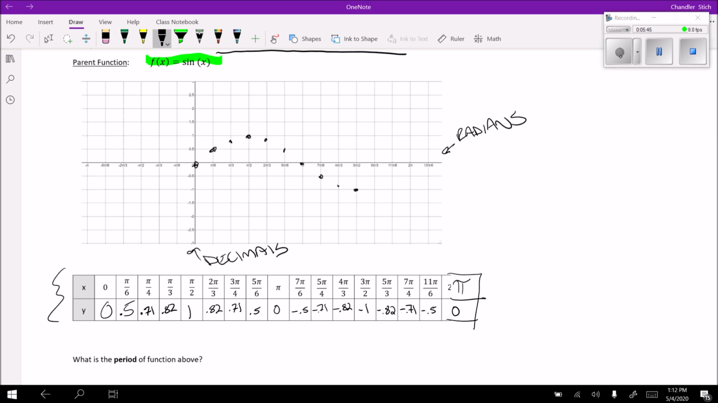If you really hate me talking and doing this, just pause it and fill in the rest of the points on your own. Negative 0.82 right there. 11 pi over 6 is negative 0.5. 2 pi is 0. All right, so you can kind of see what we have here. It is a periodic function that looks something like this. If I was to trace all these points, hit and miss, it's okay.